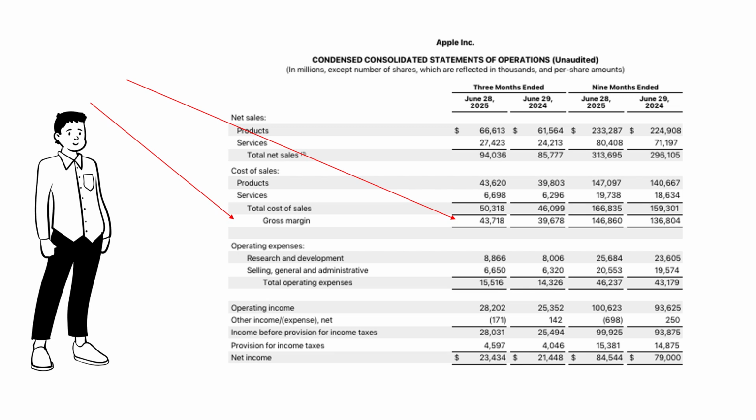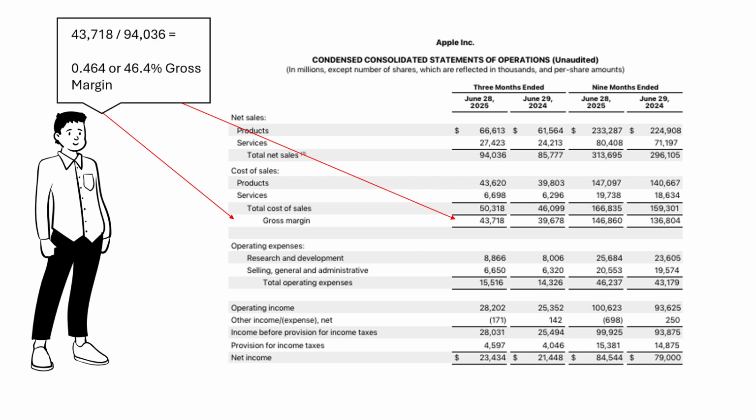Common size analysis allows us to make useful comparisons. Common size analysis is the method of dividing a line item by net sales. This will yield a percentage. For example, 43,718 divided by 94,036 is 46.4%, which means in total, Apple keeps 46 cents for every dollar of revenue after paying what it cost to create that product it provided.